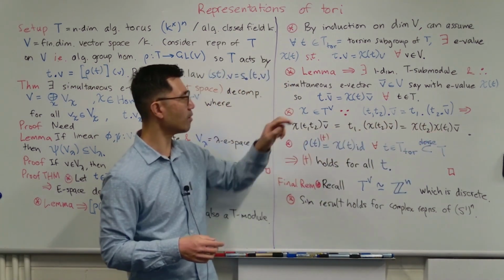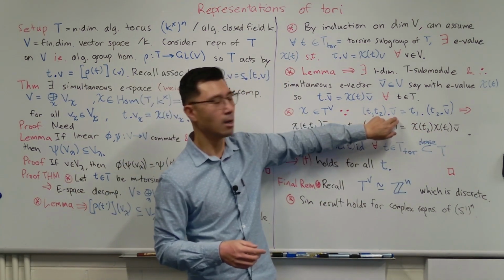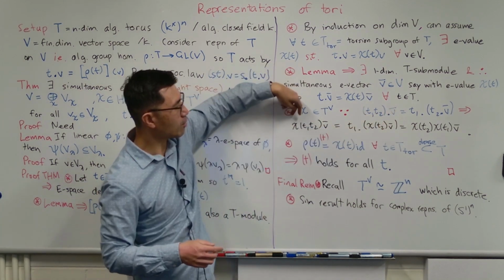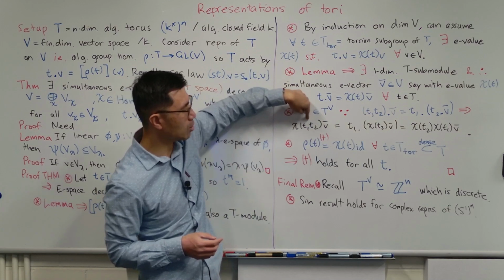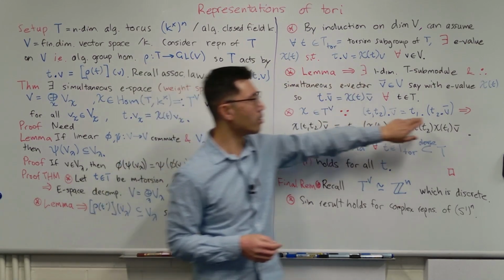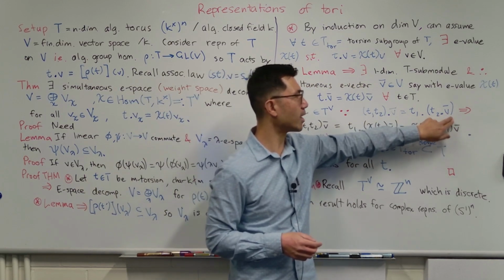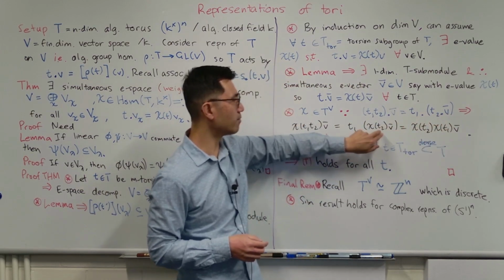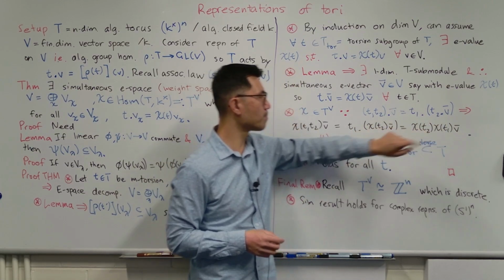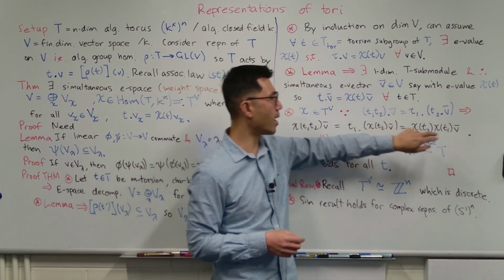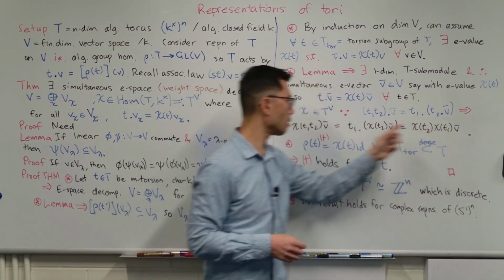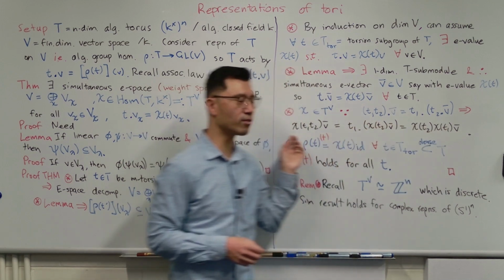So I've written out the computation here. If you let T1, T2 act on V bar, remember this is a simultaneous eigenvector, and the eigenvalue for T1, T2 is chi of T1, T2. So this is chi of T1, T2 times V bar. And what about on the right-hand side? Well, this is an eigenvector for T2 with eigenvalue chi of T2. So this is chi of T2 V bar. You can pull out the chi of T2, and then T1 acting on V bar is chi of T1 times V bar. So since V bar is non-zero, the scalars out the front have to be the same.